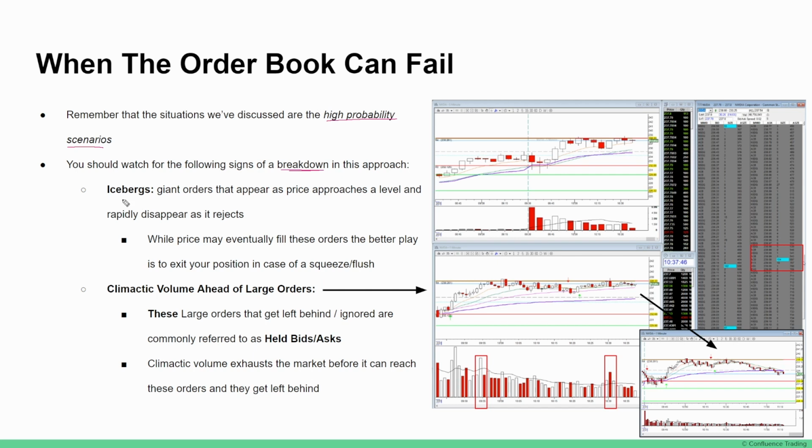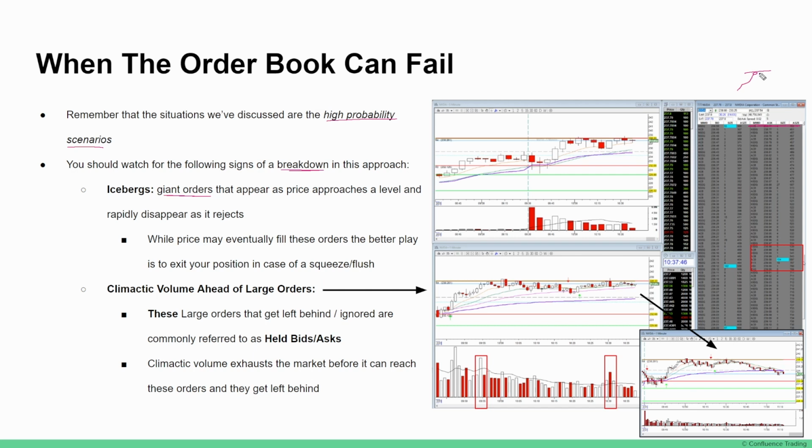The first of these is called an iceberg order. Iceberg orders are humongous orders. I'm talking hundreds of thousands of shares that are not on the order book until price approaches a level, and then after we bounce away from that iceberg, you'll see that order disappear in the order book. So I don't have a great example of this on this slide because they're pretty hard to capture in real time, but essentially what happens is, let's say price is going up to this level. Right before we hit this level, you'll see 100,000 shares or more pop onto the ask, trying to get filled.